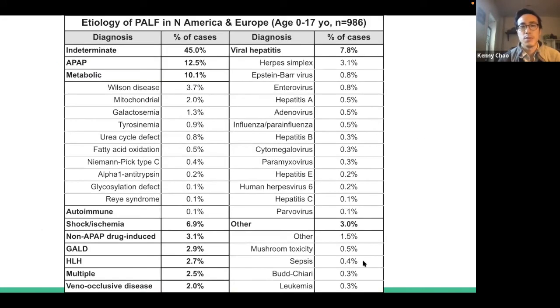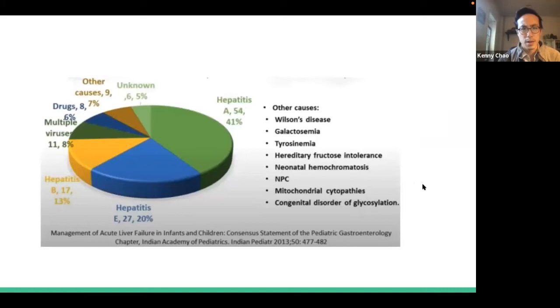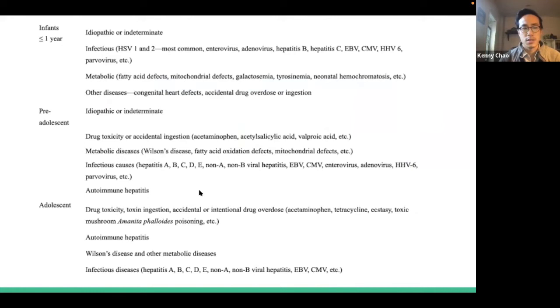Just a table to show you the etiology across North America and Europe. Again, it's 45% that are indeterminate. And I pulled this from a slide from a pediatric acute liver failure lecture from India, but you can see the difference. Hepatitis accounts for about 75% of all cases. So a big difference between us and someplace else. And just a table breakdown of the etiologies by age ranges, age categories.